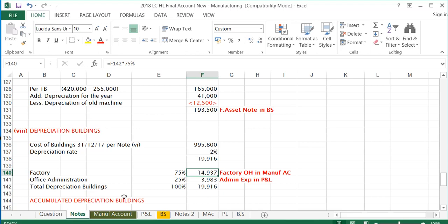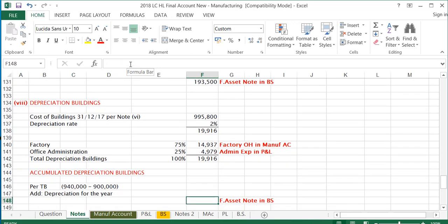And it was 75-25. I just want to check that. Sorry, that should be 25, not 20. And that's right, because now they total 19,916, so it's divided out properly.